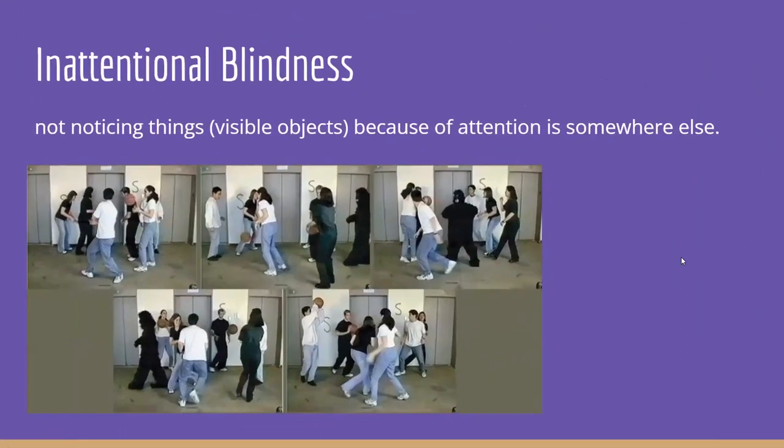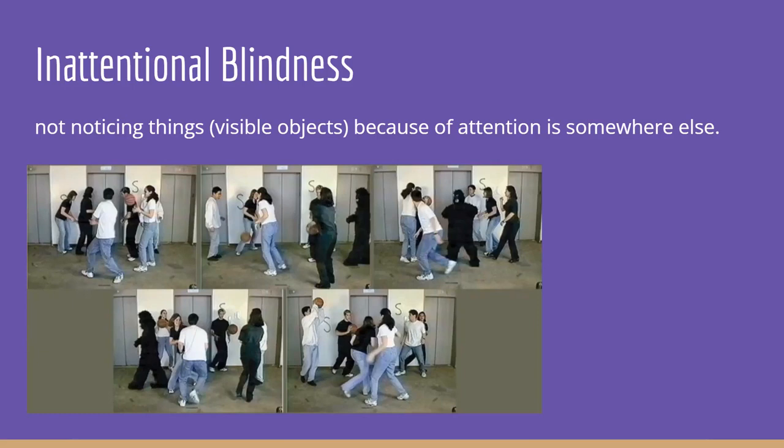Inattentional blindness. What is this? Well, when you think of someone being blind, you probably think that they can't see. But when we're talking about blindness for things like this, it's an inability to notice something. In this case, it's not noticing things because attention is somewhere else.